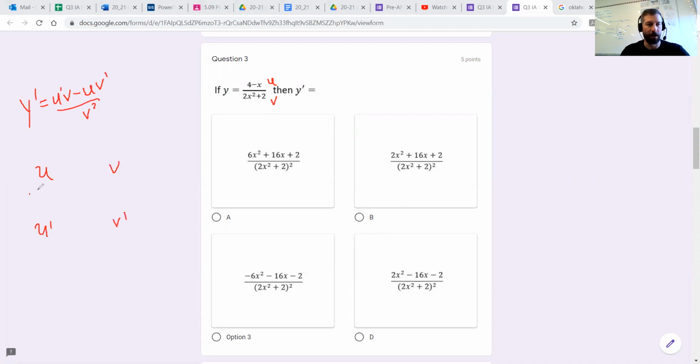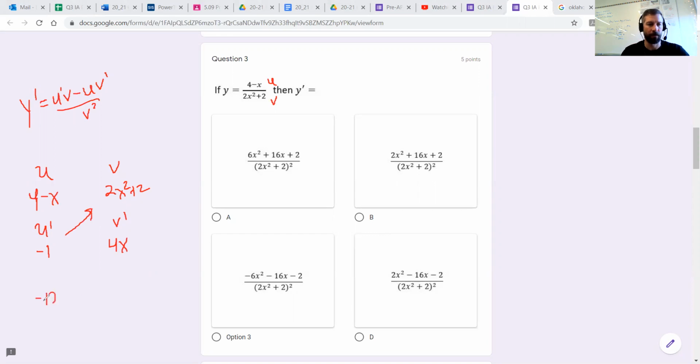And so we're just going to copy down our u and v to start, 4 minus x for our u. And our v is that denominator, 2x squared plus 2. Take the derivatives: 4 turns into 0, negative 1x turns into negative 1, 2x squared using the power rule turns into 4x, the 2 turns into 0 because it's a constant.